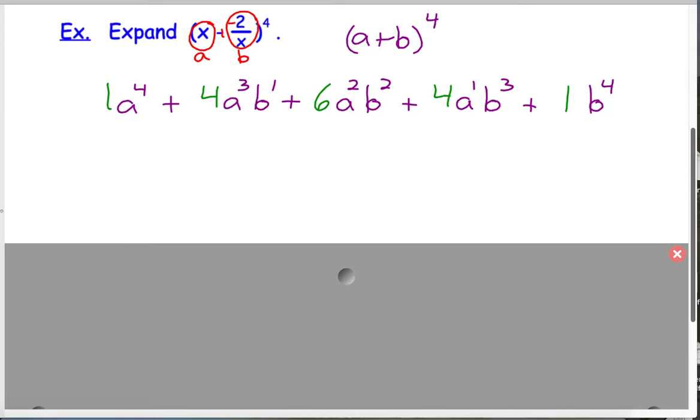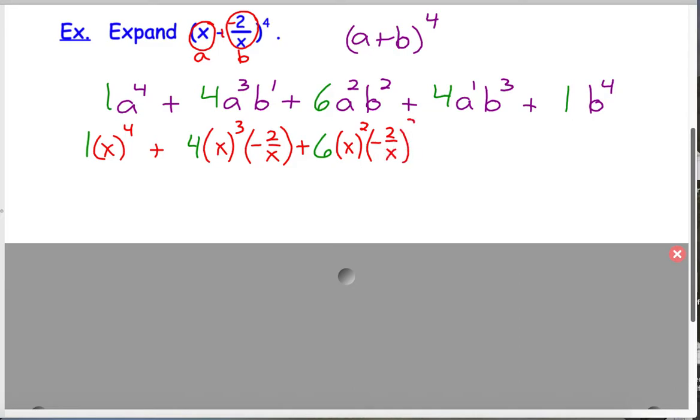So let's work this out. So we have 1 times A to the 4th. So that's going to be, and I'll use parentheses even though you don't really need to for that, plus, and then we have 4. And then A is X, so X to the 3rd. And B is negative 2 over X. Notice we're going to get the X to cancel with one of the X to the 3rds. And then plus, then we have a 6. And then A we replace with X, and that's to the 2nd. B we replace with negative 2 over X, that's also to the 2nd.